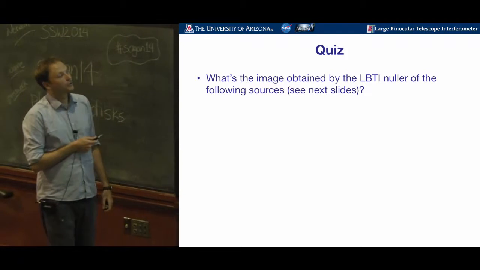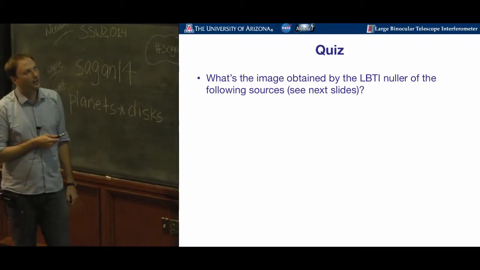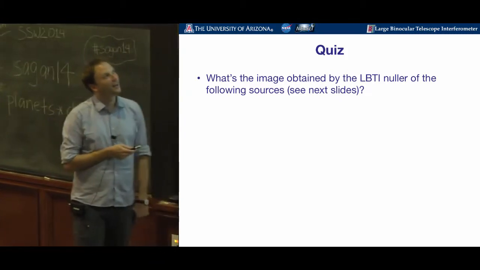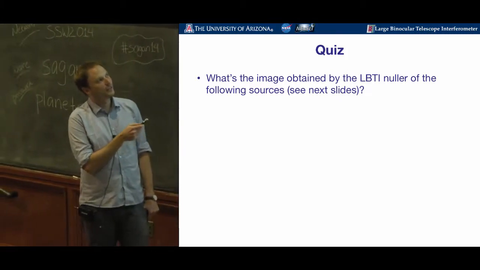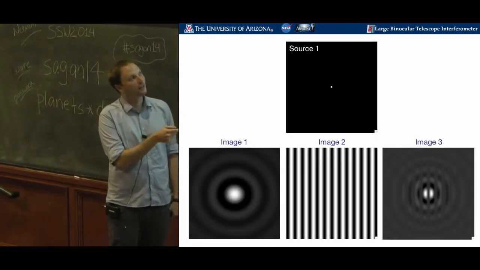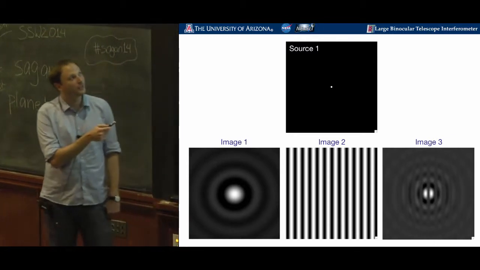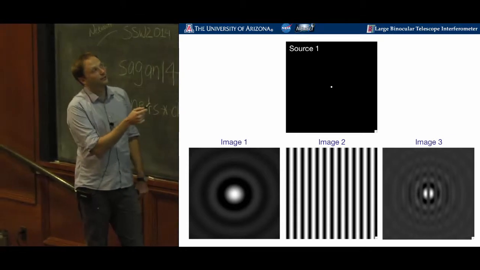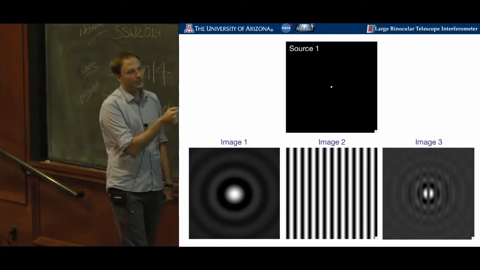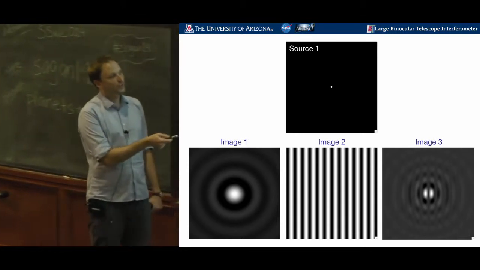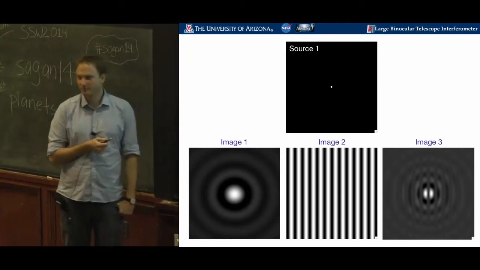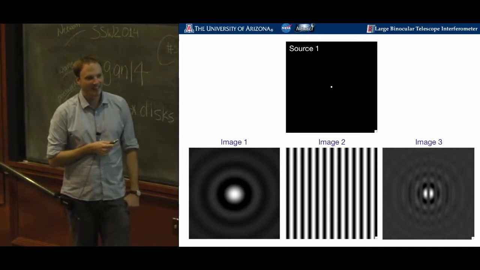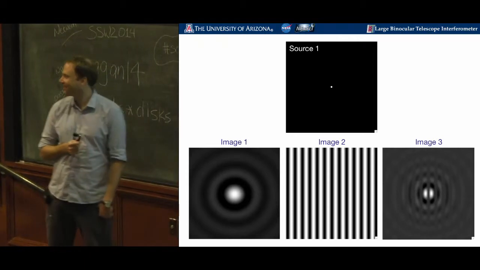So I'll end up with this short question here to see if you have followed what I just said. So if you have this object here, let's say it's a binary system, you look at it with the LBTI Nuller, and your baseline is oriented in this direction, what would you see on the detector? Anyone?